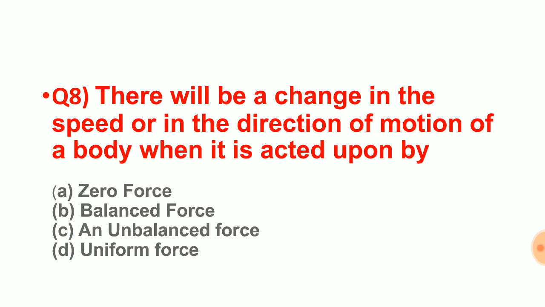There will be a change in speed or a change in the direction of motion when a body is acted upon. In this case, if we apply unbalanced force, meaning we are applying a number of forces from different directions, and the total magnitude is not balanced or not zero, we say it is an unbalanced force. In such a case, the body will change its speed or direction. So the answer for question number 8 is option C, an unbalanced force.